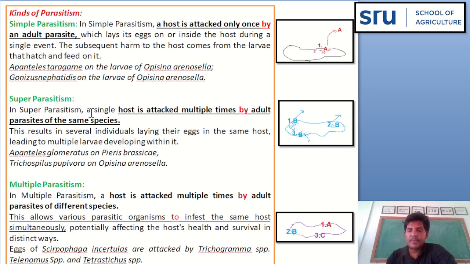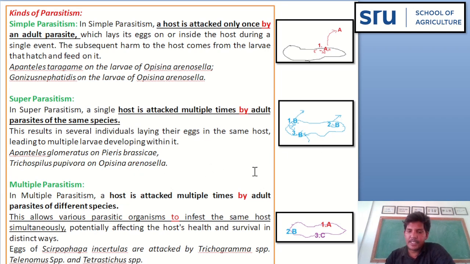Next, superparasitism. In this case, the host is attacked multiple times: one time, two times, three times, by adult parasites of the same species. This is one adult parasite, this is another, and this is another, but they belong to the same species. When a host is attacked multiple times by adult parasites of the same species, it is superparasitism. Here the example is Apanteles glomeratus, which attacks Pieris brassicae, and Trichospilus pupivora, which attacks Opisina arenosella.